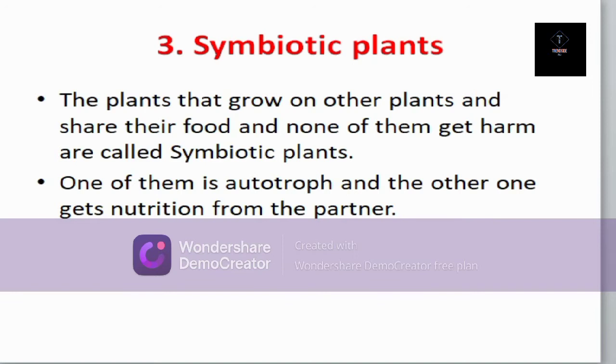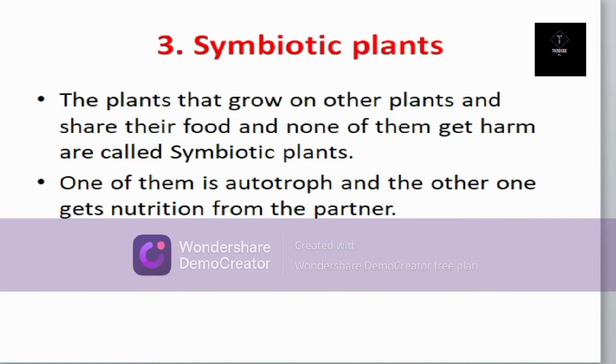So the third one is symbiotic plants. The plants that grow on other plants and share their food, and none of them get harmed, are called symbiotic plants. They grow on the same plants and they just share their food. They are really friendly and none of them get harmed. These are called symbiotic plants, or such type of association is called symbiotic association.